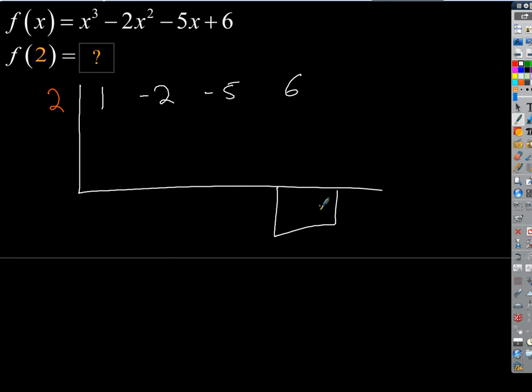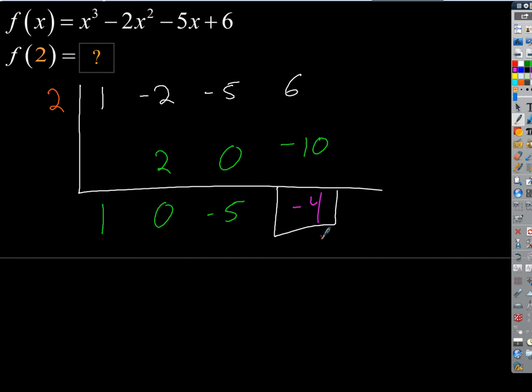So now what do I do? Bring the 1 down. Now what? Multiply by 1. Okay, 2 times 1 is 2. That goes there. I add them, so I get 0. Okay, what's significant about that?